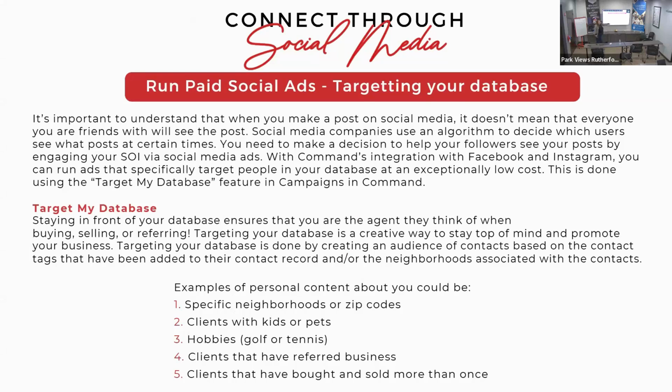But again, when we're targeting our database, this is people that know and love us. They're past clients, they trust us. We already have a relationship with them. So I might be sending personal contacts, information about neighborhoods or specific zip codes, possibly things specifically targeting clients with kids or pets, hobbies, client events, things like that. I might be targeting people that have bought more than once. So these are just some of the things that you want to consider when you are thinking about the content or the type of information that you're going to put out there for a social ad.